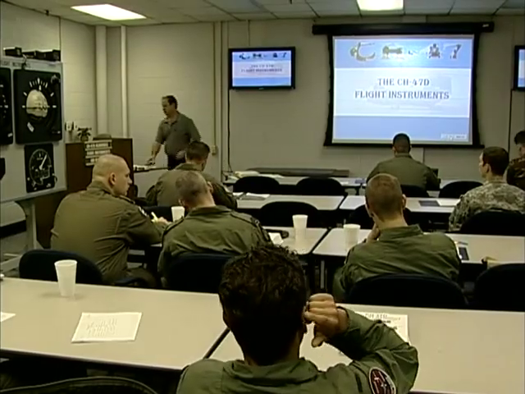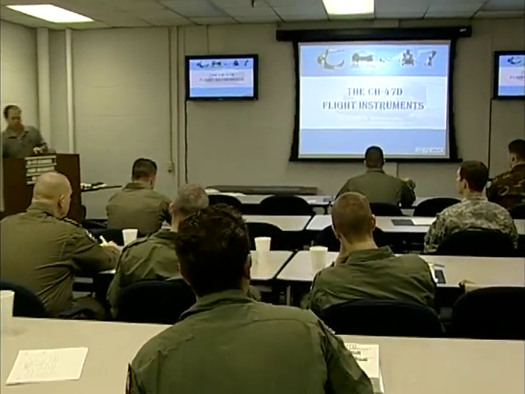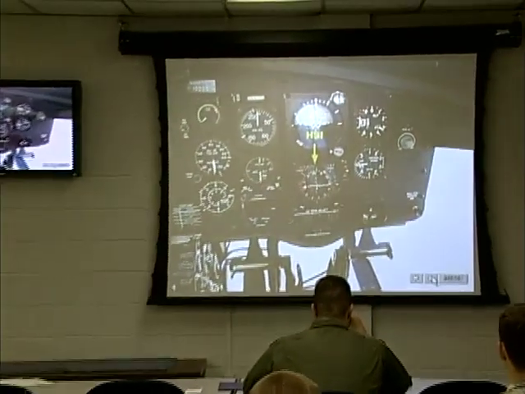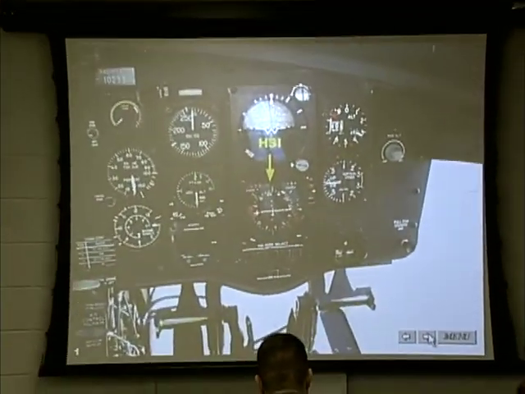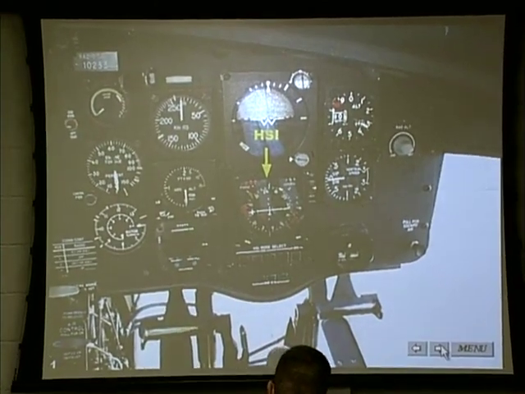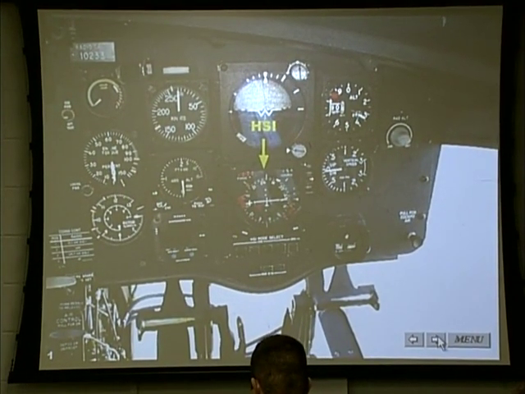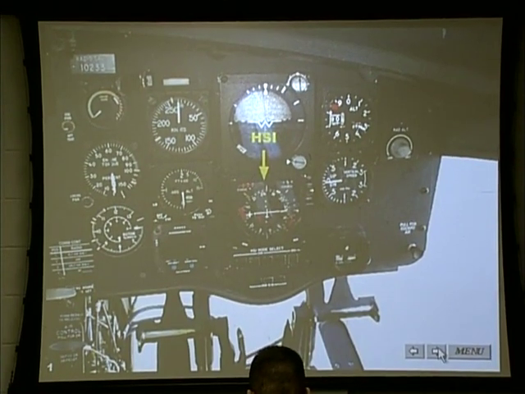Okay, we're going to talk about flight instruments today. And talking about flight instruments, the first thing we're going to do is talk about the action: describe the operational characteristics, functions, limitations, and selected CH-47 flight instruments.